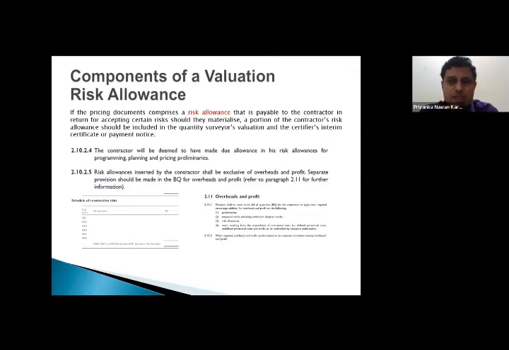You might have heard that when you are doing a preliminary design and a detailed design, there is a risk factor the employer is putting. Now here we are going to talk about the contractor's risk.